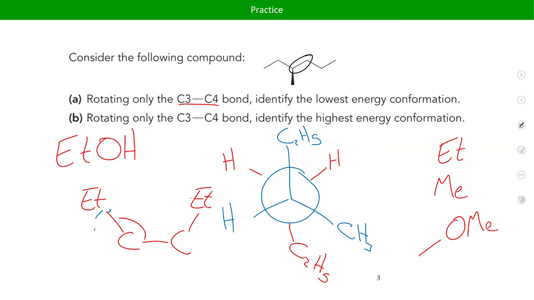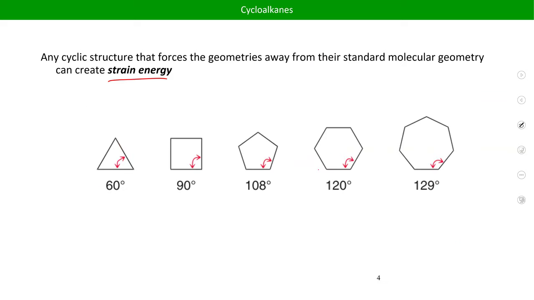Right. But the place we really see it is when we're actually locked into a certain shape. So, for instance, if we had a cyclopropane, all three of these carbons are still sp3. They're still tetrahedral, but by the nature of it being an equilateral triangle, we're locking them into being like 60 degrees. That's a huge amount of strain energy, because we're deviating from our standard bond angles by almost 60 degrees, almost half.